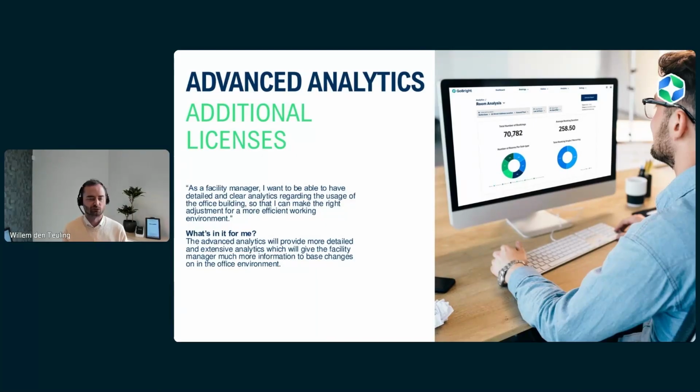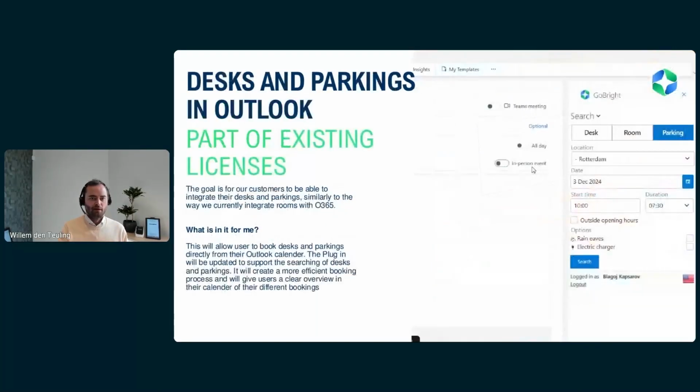Then the next development is desks and parkings in Outlook. We already integrated the rooms in Outlook with our solution a long time ago, so that you could book meeting rooms within Outlook and synchronize it to GoBright, and also the other way around. But recently we also released that you can synchronize desks and parkings. Outlook actually has a separate type of resource: they have room resources and workspace resources, and workspace resources are mainly used for desk booking, and that can be integrated within our solution.